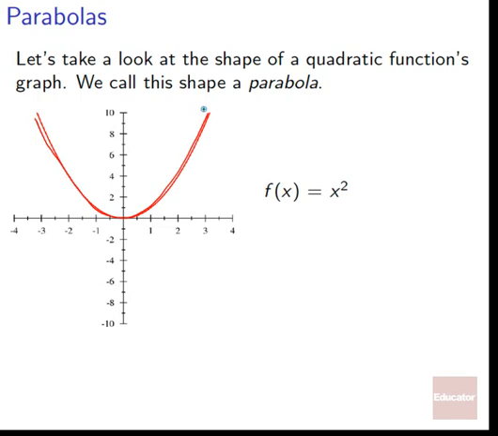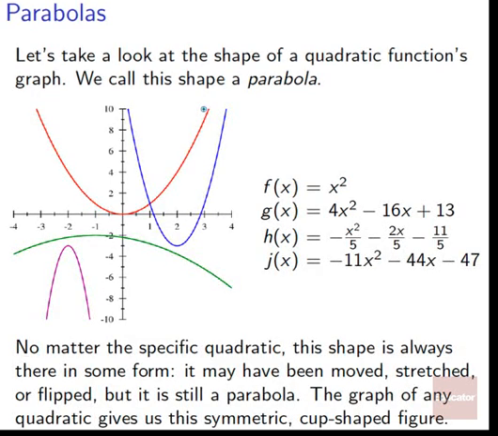I'm not quite sure. Anyway, in every single quadratic function that we graph, we get this parabolic shape, a parabola. No matter the specific quadratic, this shape is always there in some form. It may have been moved, it may have been stretched, it might have been flipped, but it's still a parabola. It's still got this cup shape that's symmetric. The graph of any quadratic will give us this symmetric cup-shaped figure.